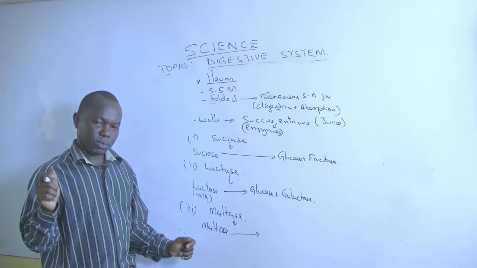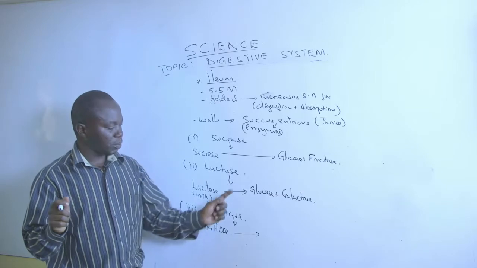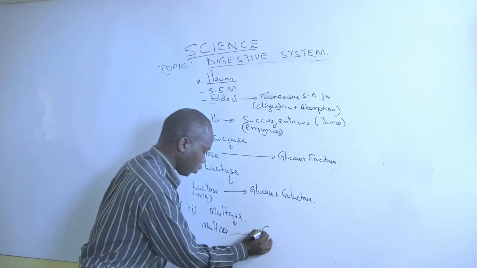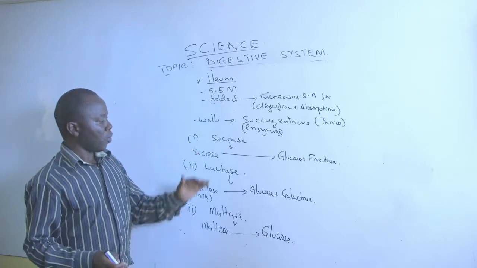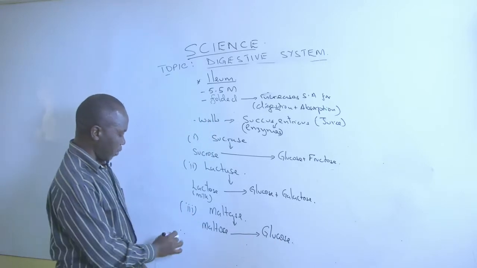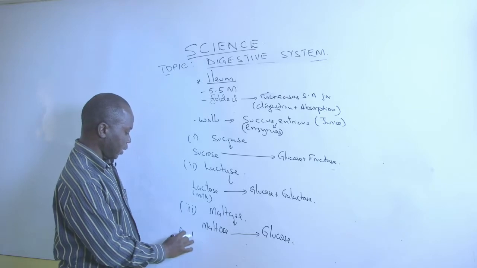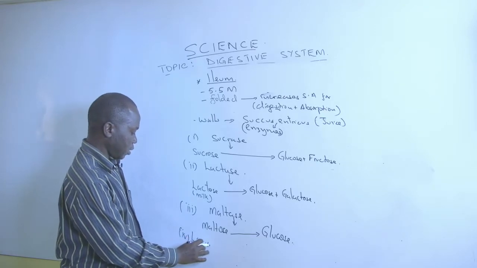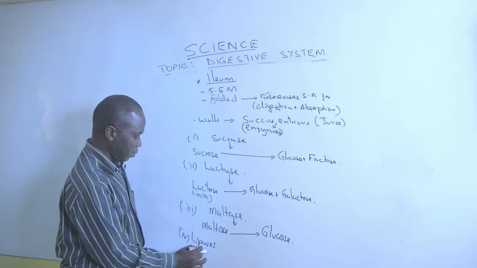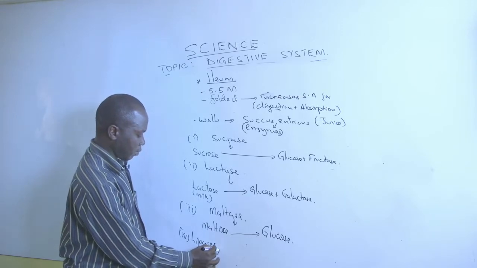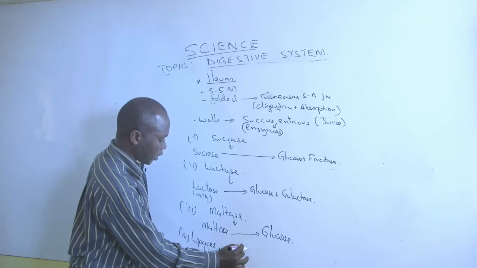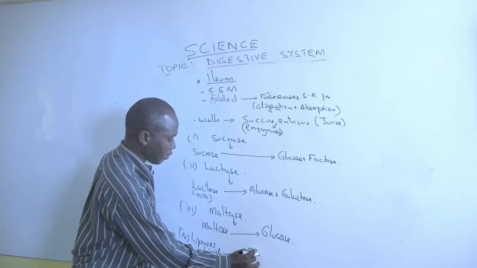Starch was converted to maltose. Now maltose has to be converted to glucose. These are the simplest forms of nearly all of them. Then we also have lipases. Lipases break down lipids into fatty acids and glycerol.